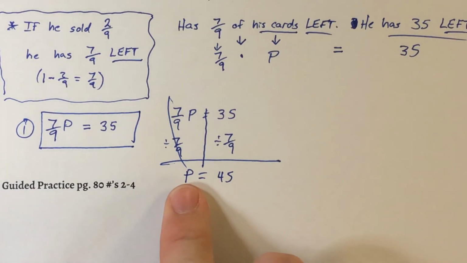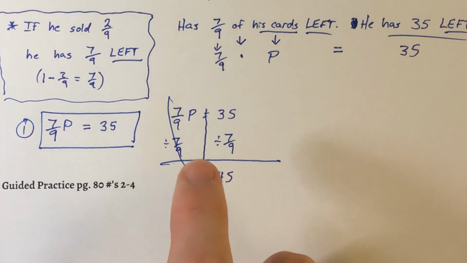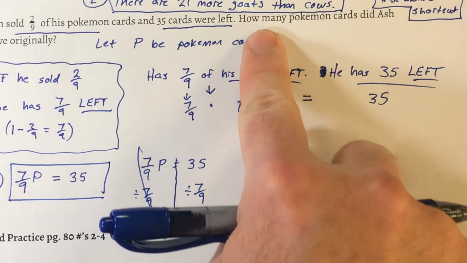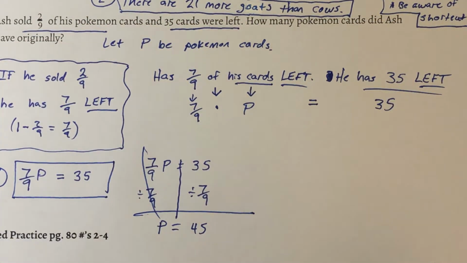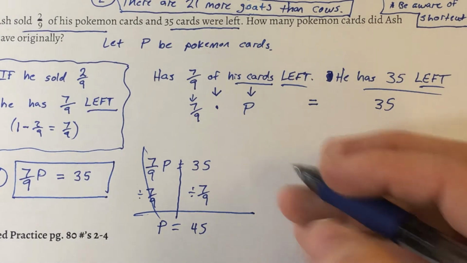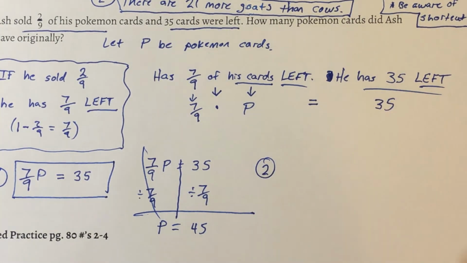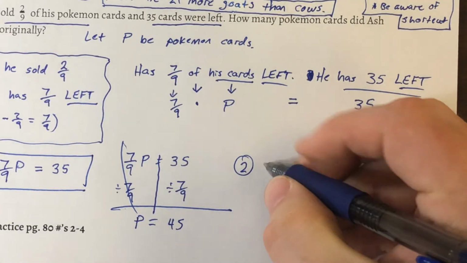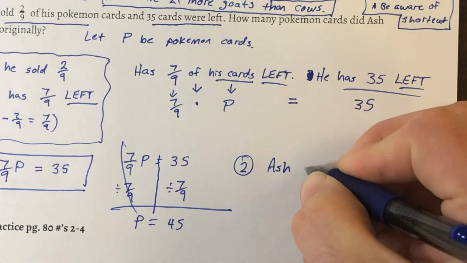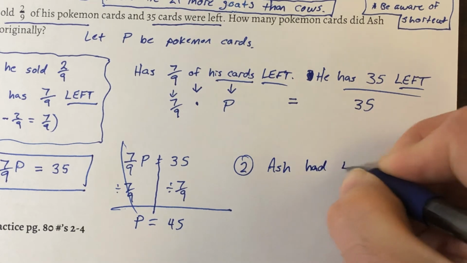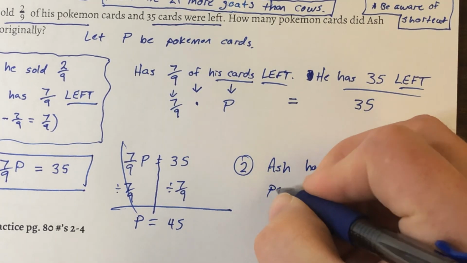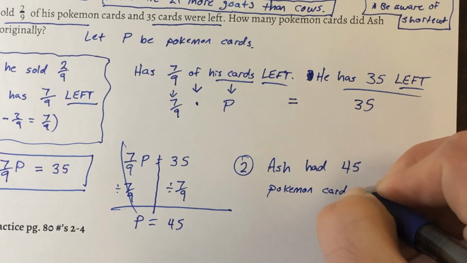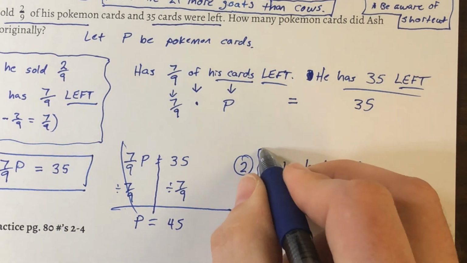All right, capital P stands for number of Pokemon cards. So I have the number of Pokemon cards is 45. Is that what I want? It says, how many Pokemon cards did Ash have originally? So yes, that is what I want. I get to use that as my answer. And I don't have to do any extra work like this. So Ash had 45 Pokemon cards. And hopefully that's enough to win the championship.